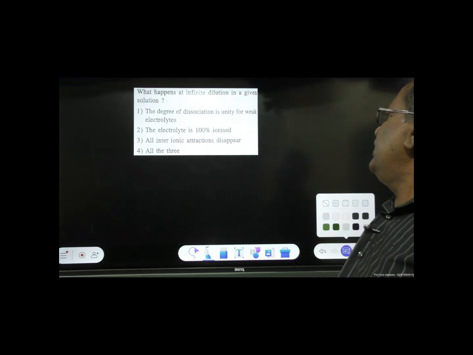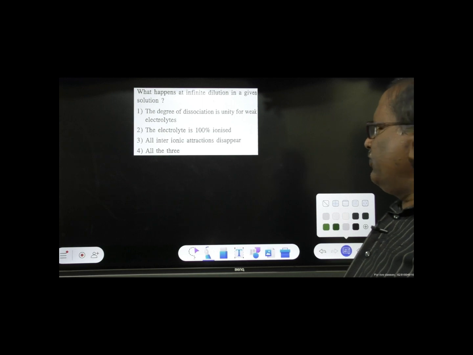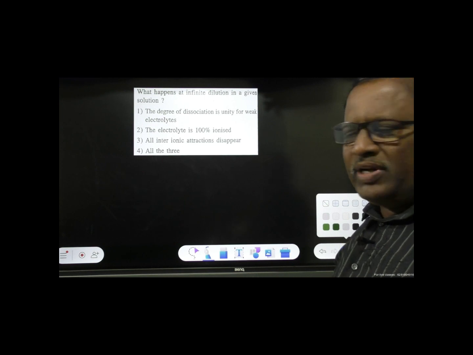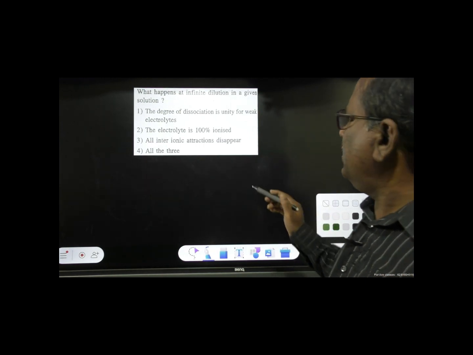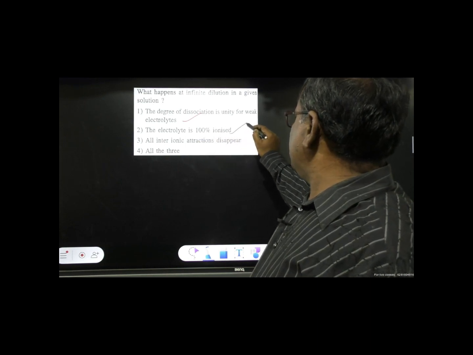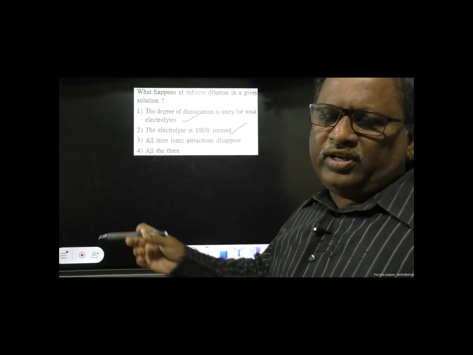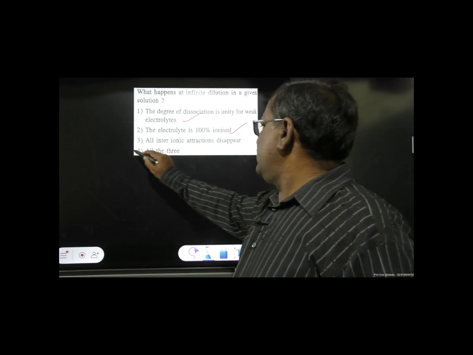What happens at infinite dilution in a given solution? The degree of dissociation is unity for a weak electrolyte. What happens at infinite dilution? The degree of dissociation increases. Electrolytes will be 100% ionized. All inter-ionic attractions disappear. So all the three options are correct, because at infinite dilution the degree of dissociation increases and the electrolyte is 100% ionized. In a large quantity of solvent the distance between the ions is more, so there will be no attractive forces. So all the three are correct.